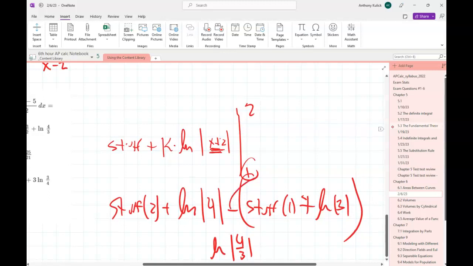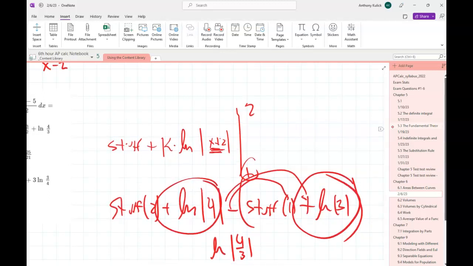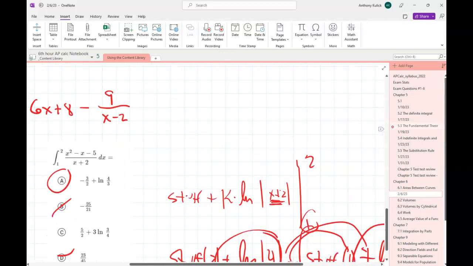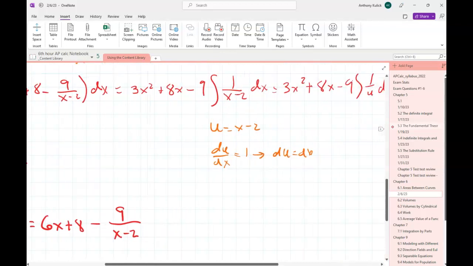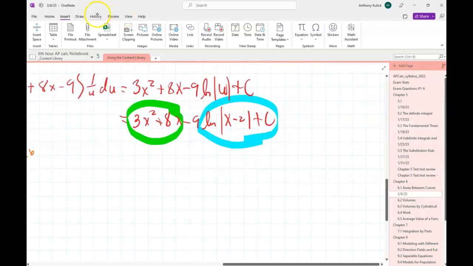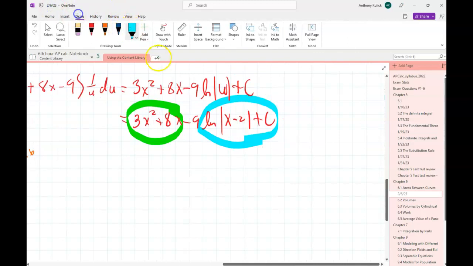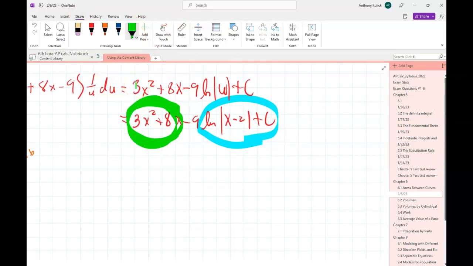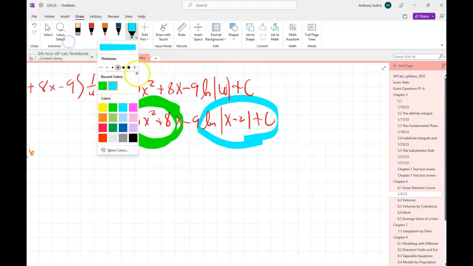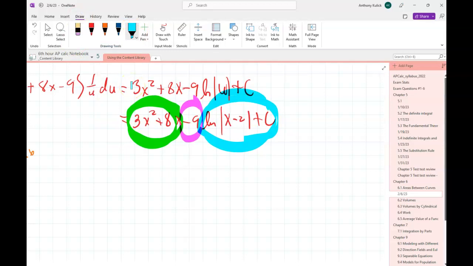And I distribute my negative sign through. And I'm going to have... How would you know the format was like stuff evaluated as something plus natural log of that? Well, that's what we just talked about. When we did our answer, you're going to get the antiderivative of the quotient, plus or minus the remainder times the natural log of the divisor.